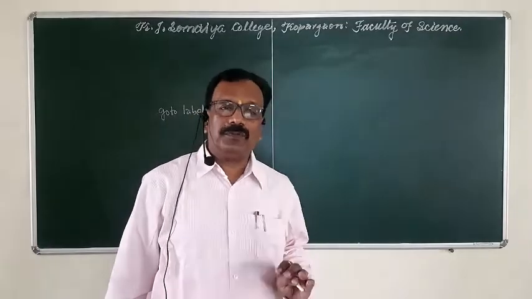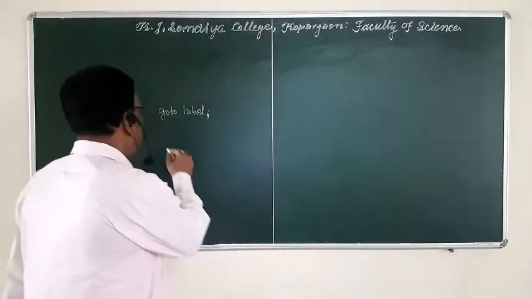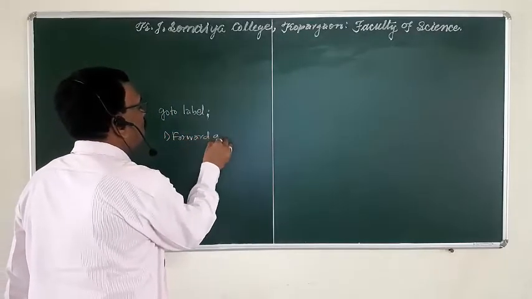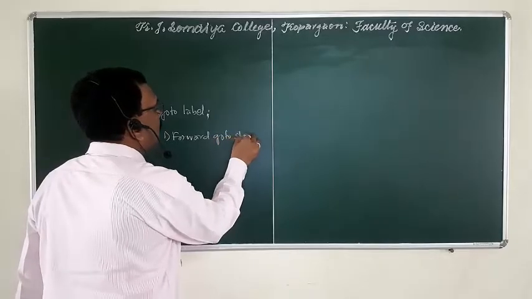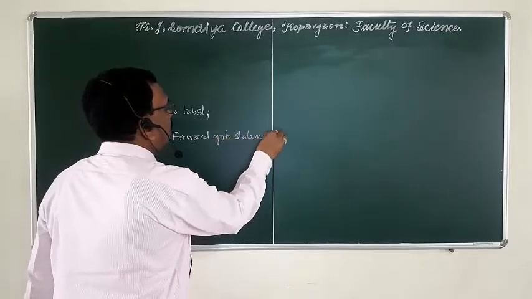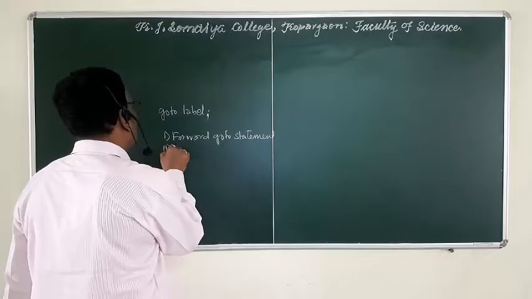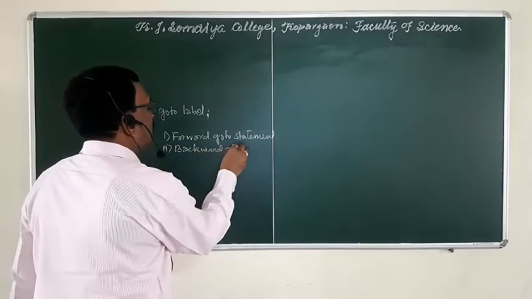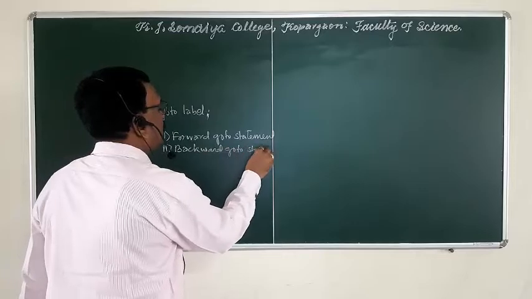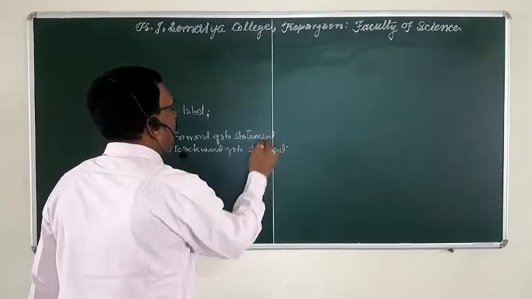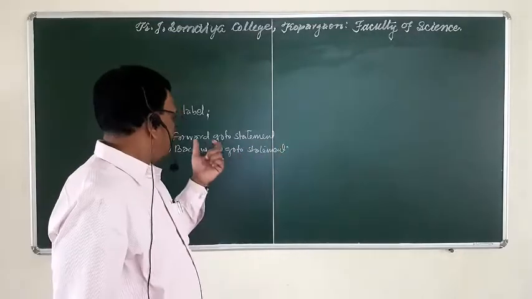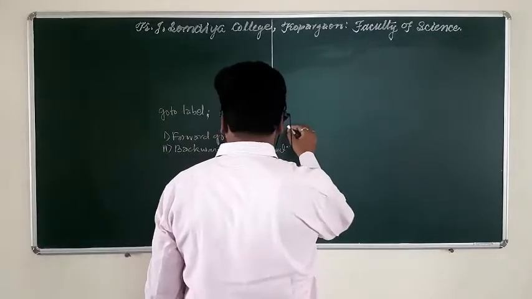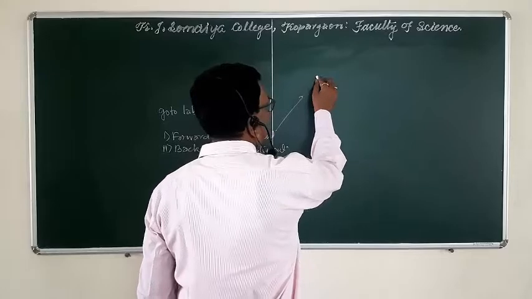There are two types of goto statement. First one is the forward goto statement, and second one is the backward goto statement. See the difference between these two along with an example. First, the forward goto statement.